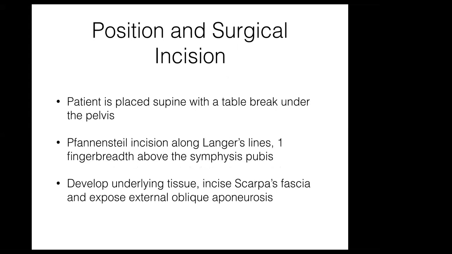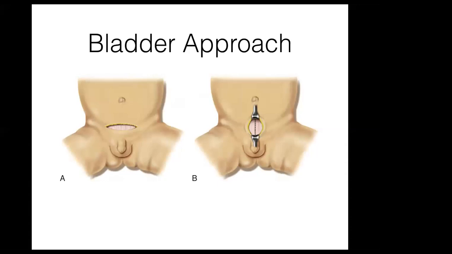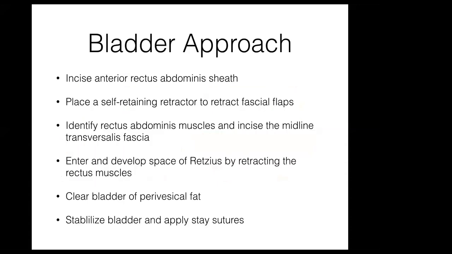So the patient is placed supine with a table break under the pelvis, and then a Pfannenstiel incision is performed along the patient's Langer lines, 1 finger breadth above the symphysis pubis. After the incision, you develop the underlying tissue, incise Camper's fascia, and expose the external oblique aponeurosis. So there we have the incision and development of the incision.